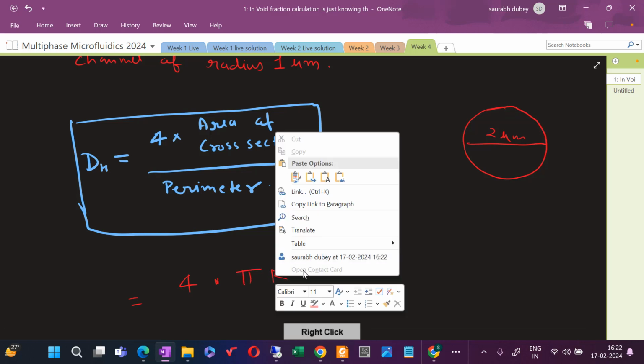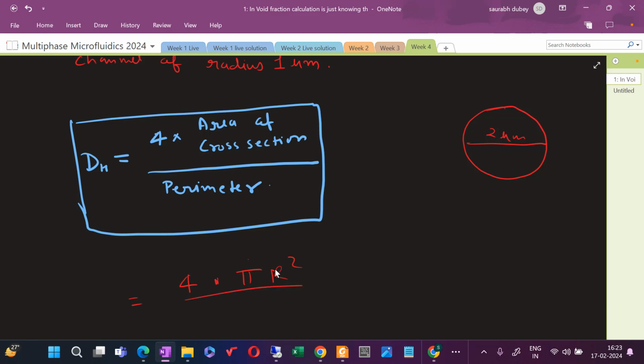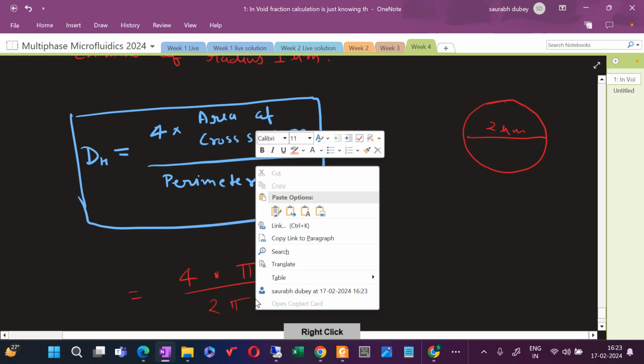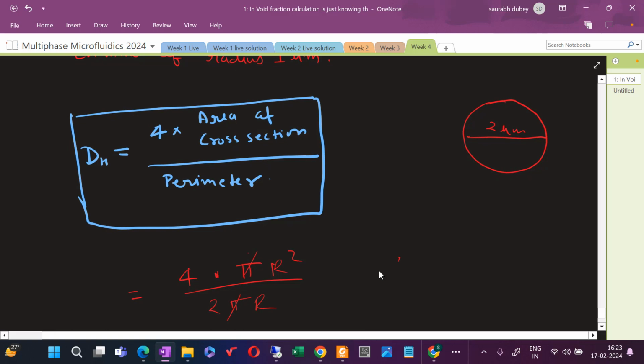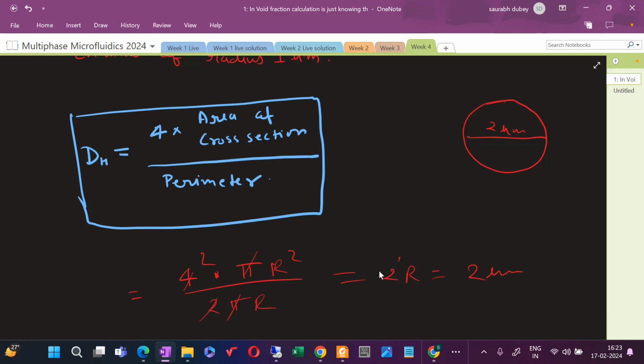Pi r square. Okay, and the perimeter is 2 pi r. So this pi cancels, and this comes out to be 2 r cancel. So this comes out to be 2 r, which is 2 micrometers.